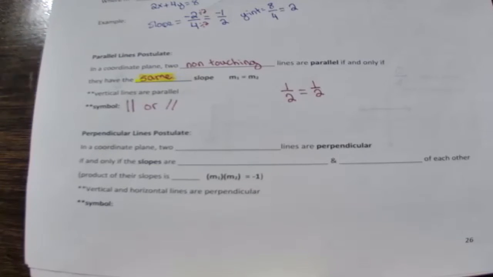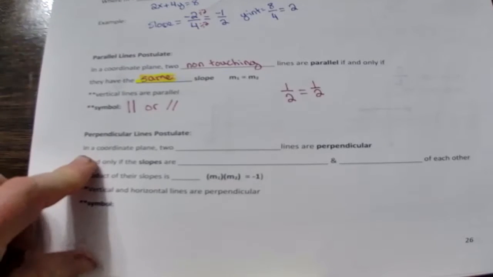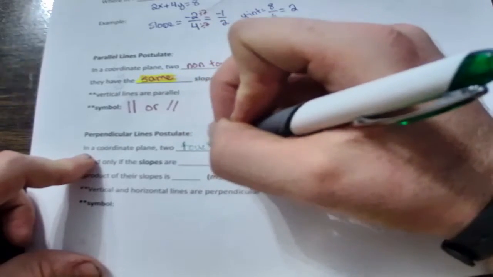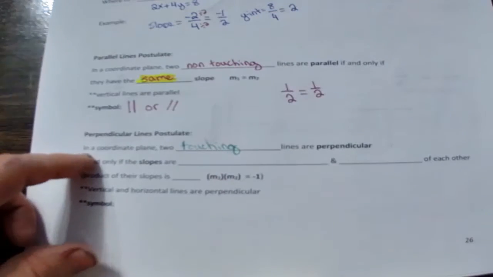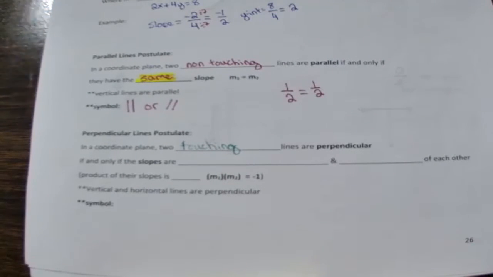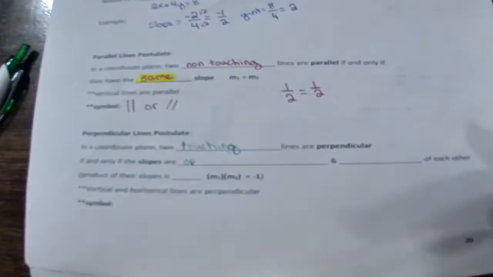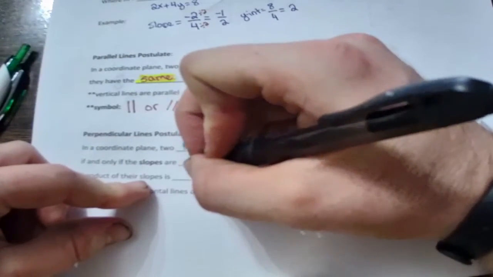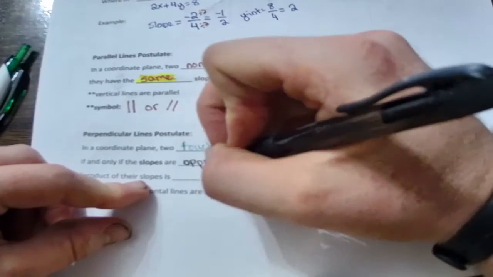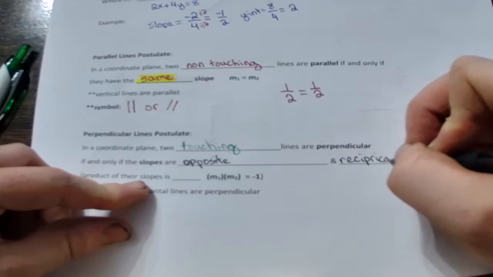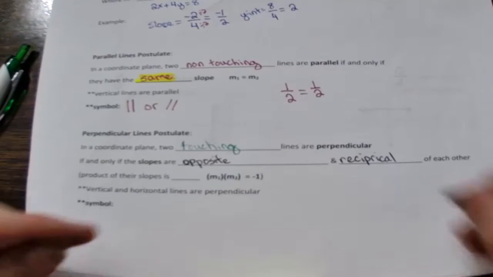So the next thing that is just as important as the one before is knowing the difference in the slope if they are perpendicular. Now, if they are perpendicular, what we're going to say in a coordinate plane, two touching lines are perpendicular if and only if the slopes are opposite and reciprocal. What do opposite and reciprocal mean?